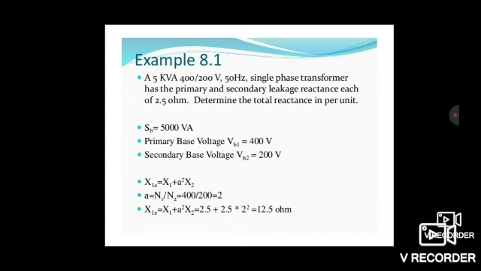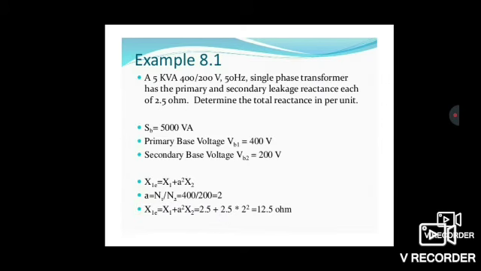It is the formula. Therefore, find out the value of a, that is the turns ratio N1 by N2. 400 divided by 200 is equal to 2, that is equal to a. Therefore X1E is equal to 12.5 ohm. Then X per unit equals X actual by Z base. ZB1 equals VB1 squared by SB. VB1 is 400, therefore 400 squared divided by 5000 gives 32 ohm.